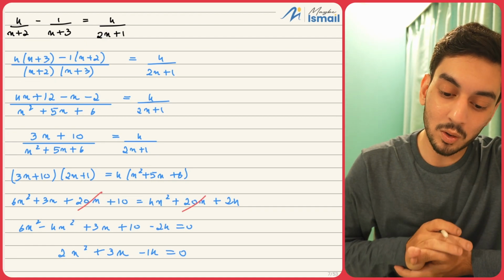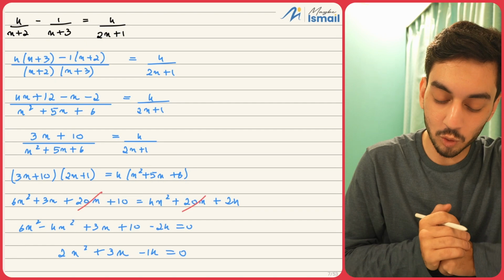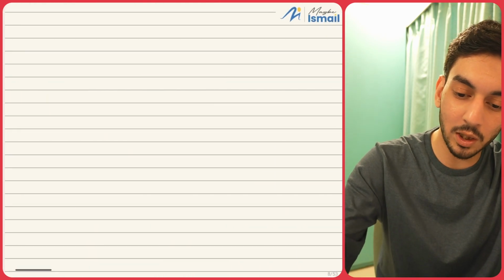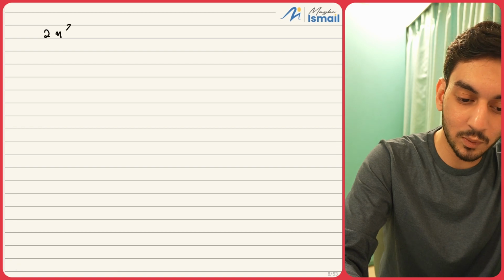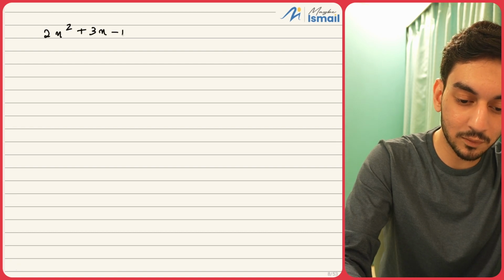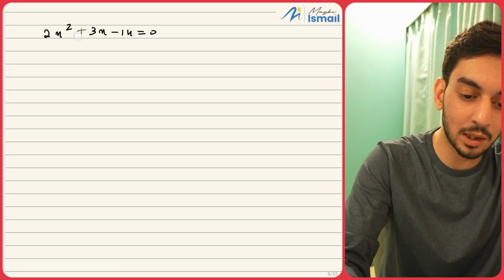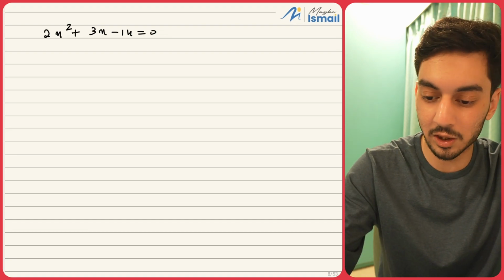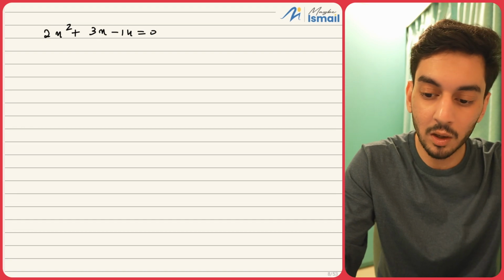Okay, now we'll solve this quadratic equation. So it is 2x square plus 3x minus 14 is equal to 0. Okay, let's see how do I solve this quadratic equation. We'll surely be following the factorization method, which is the split the middle term method. So how do I do it?